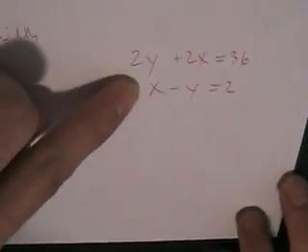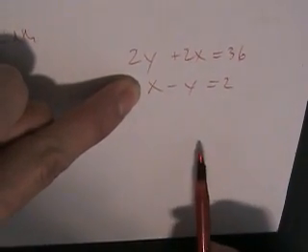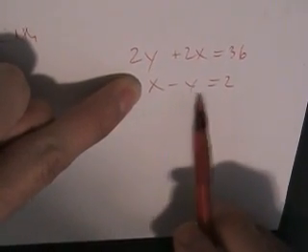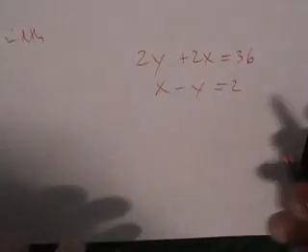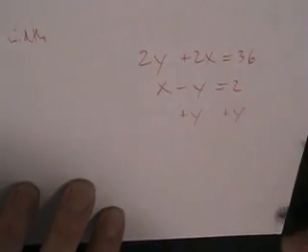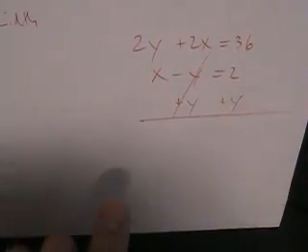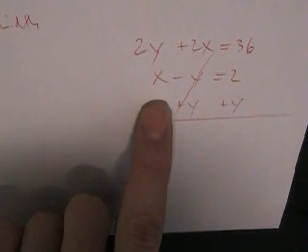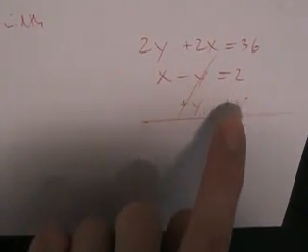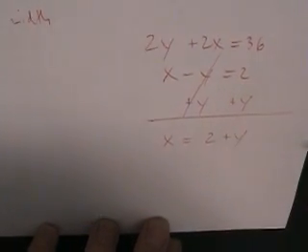If you look at this equation here, I want to get this x by itself. So let me take this y and move it to this side. What I'll do is go plus y, plus y. These ones here are gone. So all I have left on this side is the x, and it's going to equal 2 plus y. So I have x equals 2 plus y.